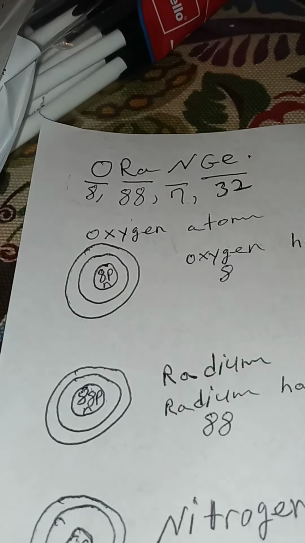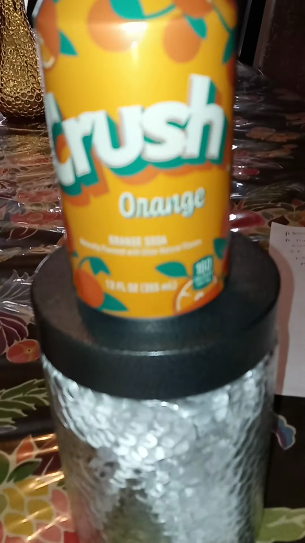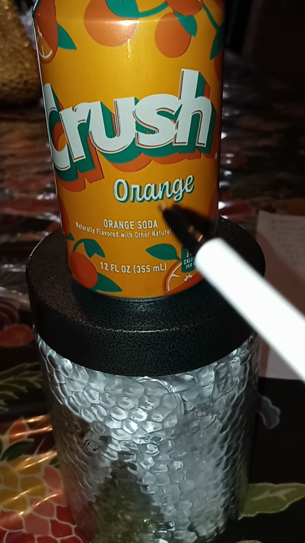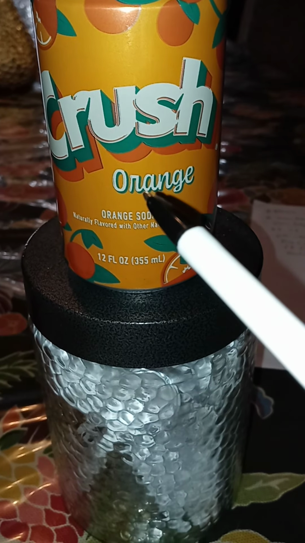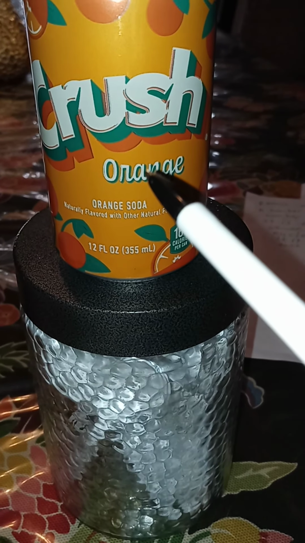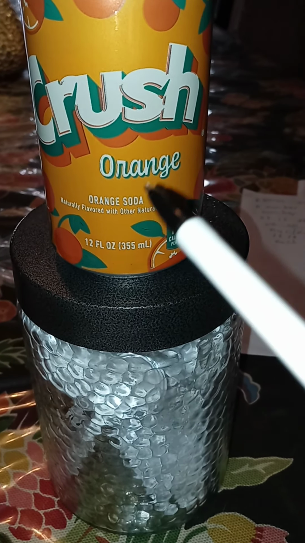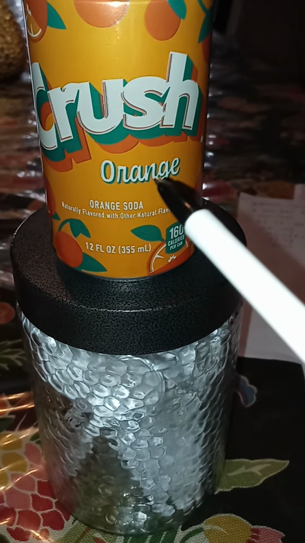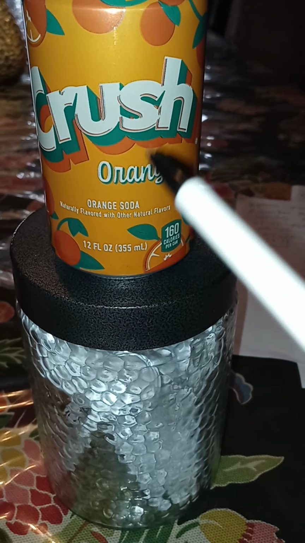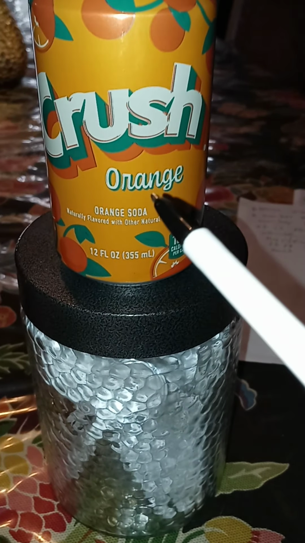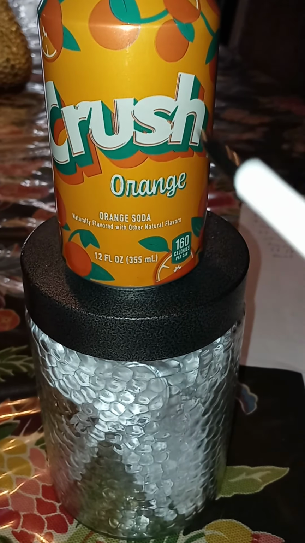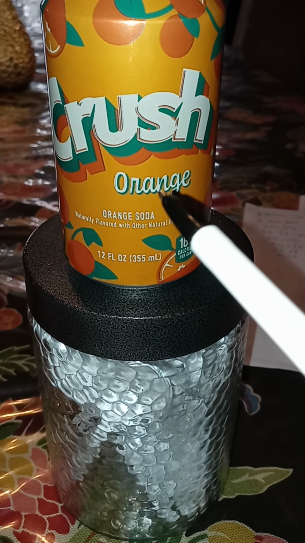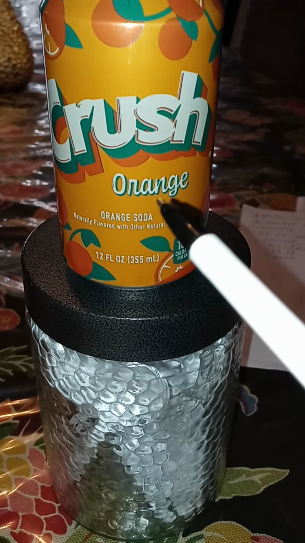And then you got orange. And we got the orange from the Orange Crush. Oxygen, which is 8. Capital RA for radium, which is 88. Capital N, which is 7, with the atomic number of nitrogen. N is the chemical symbol for nitrogen, and it's capitalized, and the atomic number is 7, or the protons in the nucleus is 7.